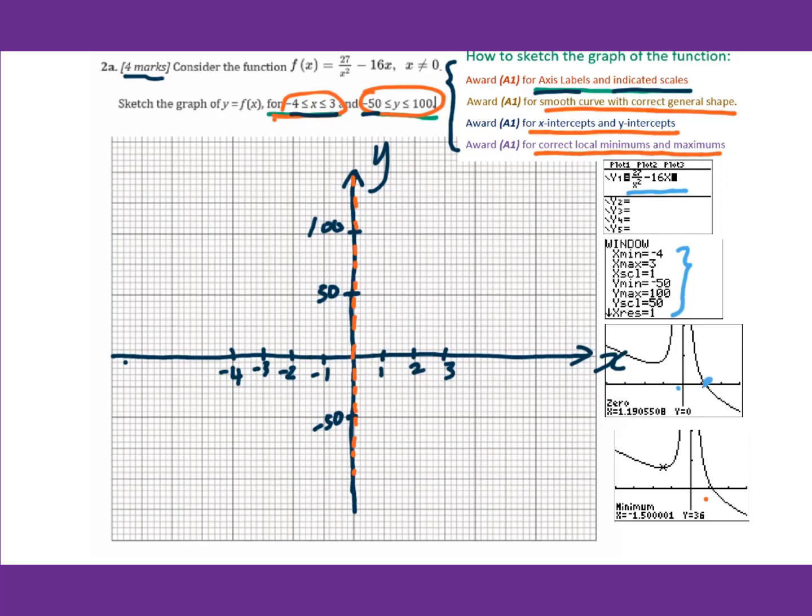Then you can get the 0. That will be 1.19 and 0. The minimum value will be -1.5, y will be 36. Therefore, we will set up the 0 first, that will be 1.19. And then the minimum point will be -1.5 and 36. This will be 25. The middle one will be 37 point something. So 1.5 will be here. Just estimate.